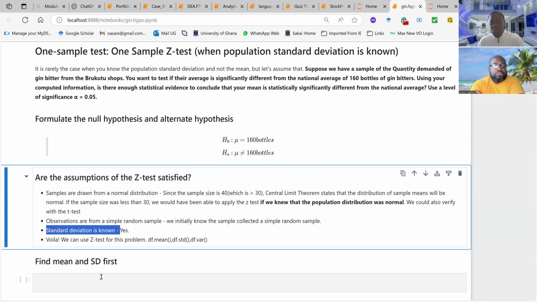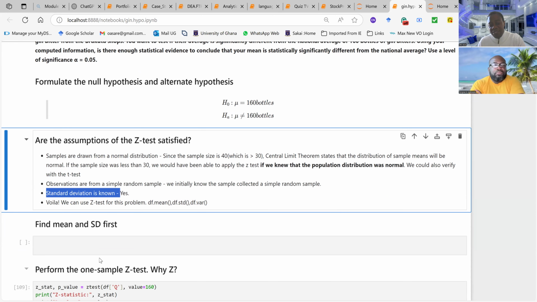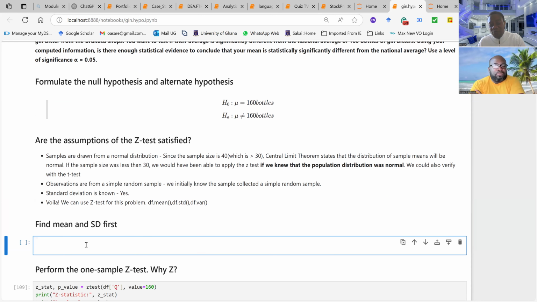So the first thing we are going to do is to find the mean and the standard deviation. I've left that gap here for you. Can you find the mean and the standard deviation? There's a way to find it. Remember the name of the data set was what? DF. So we are going to type DF.